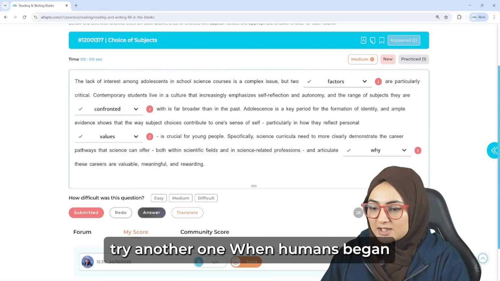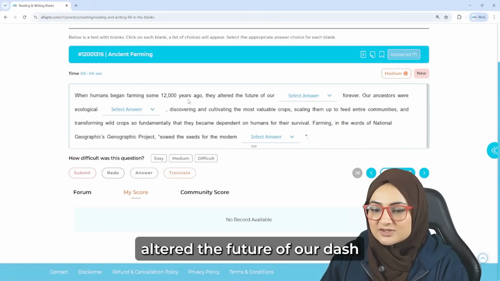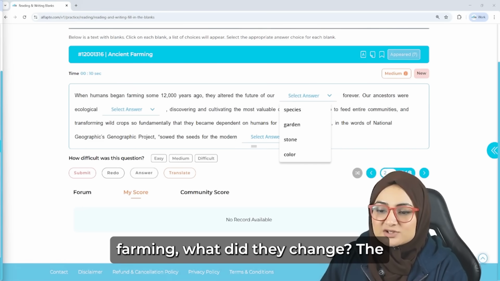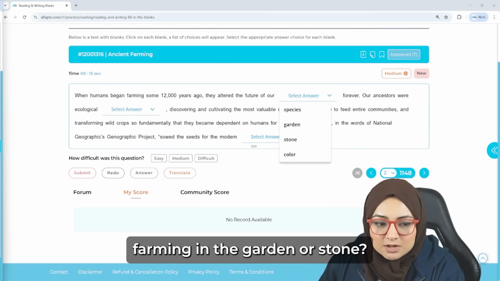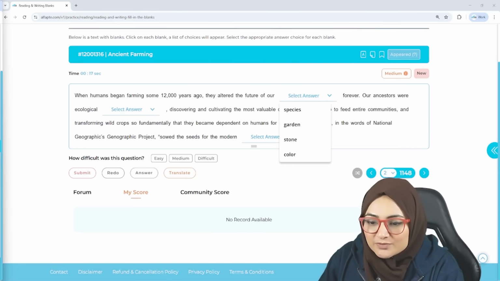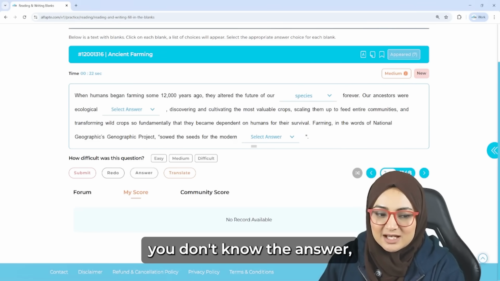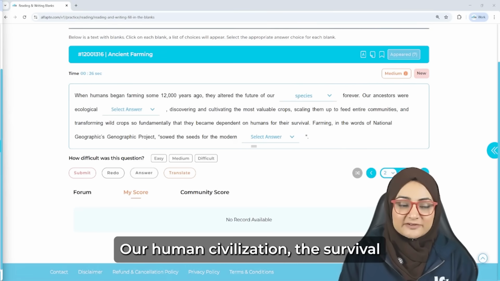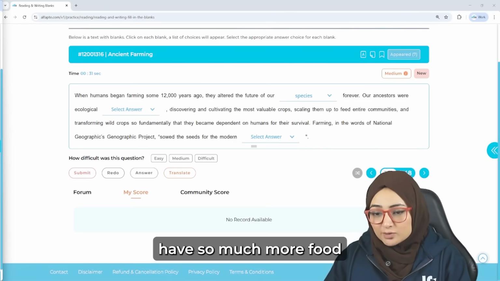Let's try another one. When humans began farming some 12,000 years ago, they altered the future of our dash forever. Now, when you start farming, what did they change? The future of our garden. You do farming in the garden, or stone, color, no, species. Even if you don't know the answer, it looks better. Species, our human civilization, the survival. Because of obviously farming, you have so much more food.